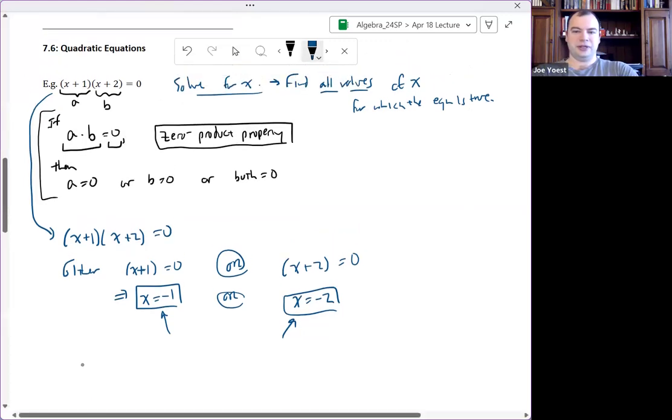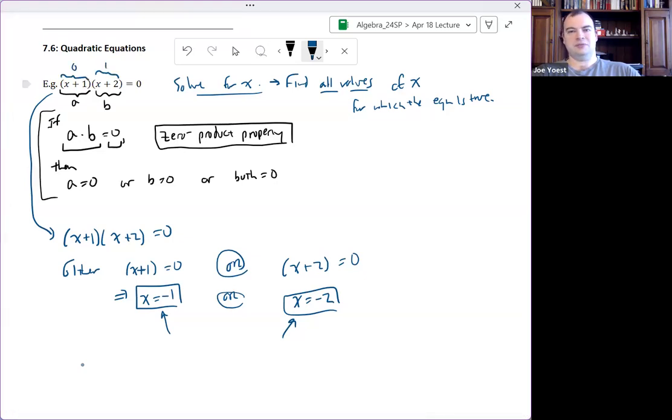I can see pretty clearly that if I plugged in x equals -1, this would give me 0. This would give me 1. 0 times 1 is 0. That works. If I plugged in -2, this bit would give me 0. This bit would give me -1. -1 times 0 is 0. That works as well.